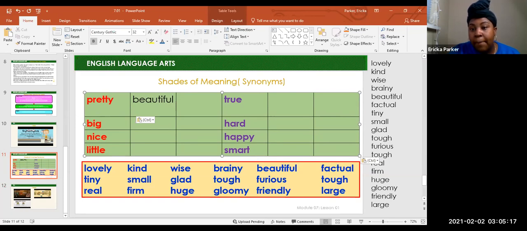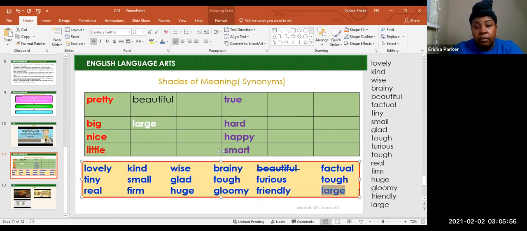Okay. What about big? What's another word that we can use? Okay, so we've already used beautiful. Let's cross that one out. We can use large. Another one that we can use for big. Go ahead and cross that one out. What's another one? Huge. All right. If you were thinking like I was thinking, you are right.